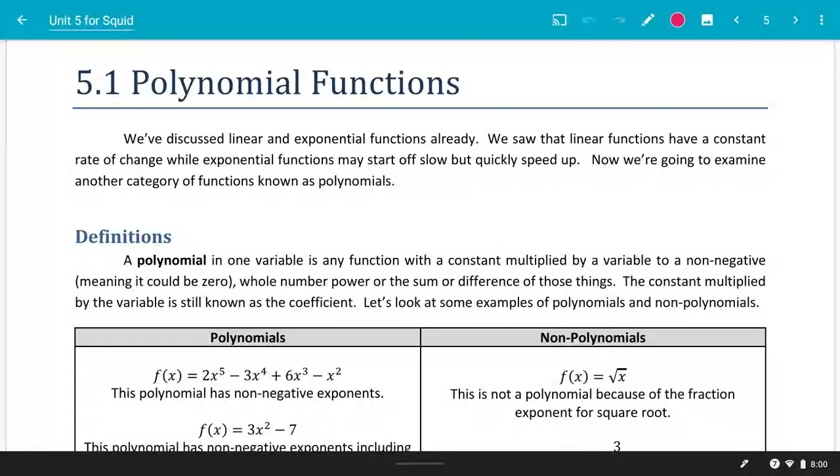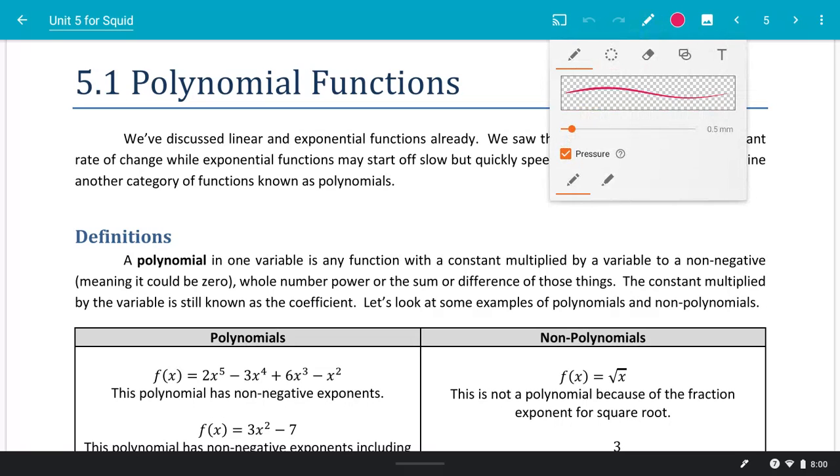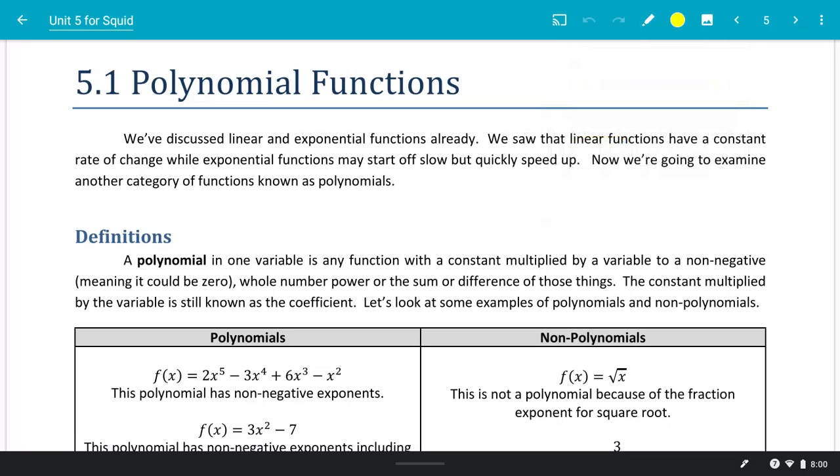We've discussed linear and exponential functions already. We saw that linear functions have a constant rate of change, while exponential functions may start off slow but quickly speed up. Now we're going to examine another category of functions known as polynomials.